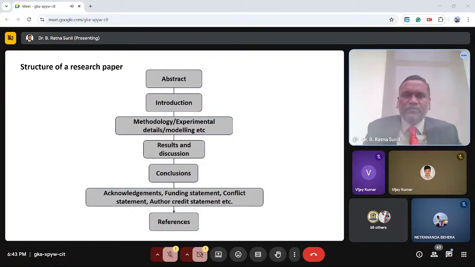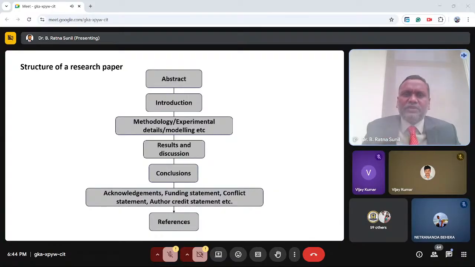So that comes as the third part, where you give the complete information to the reader, so that the reader should be able to repeat it. Such sufficient information we provide in this section. And then results and discussion. Based on the obtained results, what are our observations and what are the findings? New points are discussed in results and discussion, and then we conclude the overall work of our research paper. So this is the typical structure of a research paper.